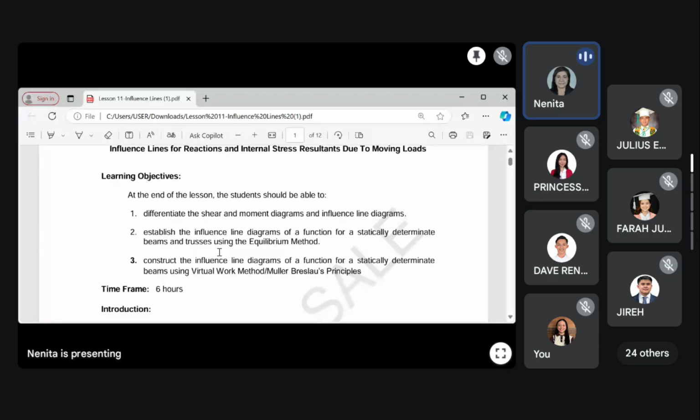Actually, there are two methods. First is the equilibrium method, and then we can also construct it using the virtual method or Mueller-Breslau's principle.